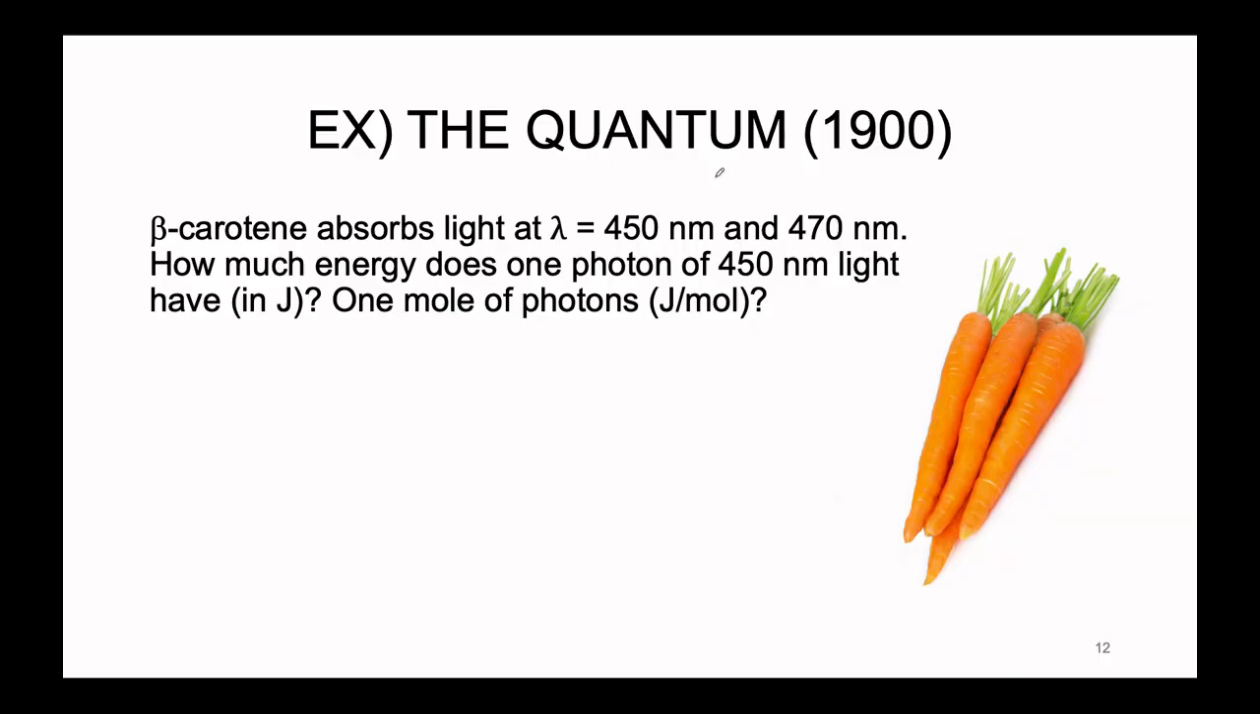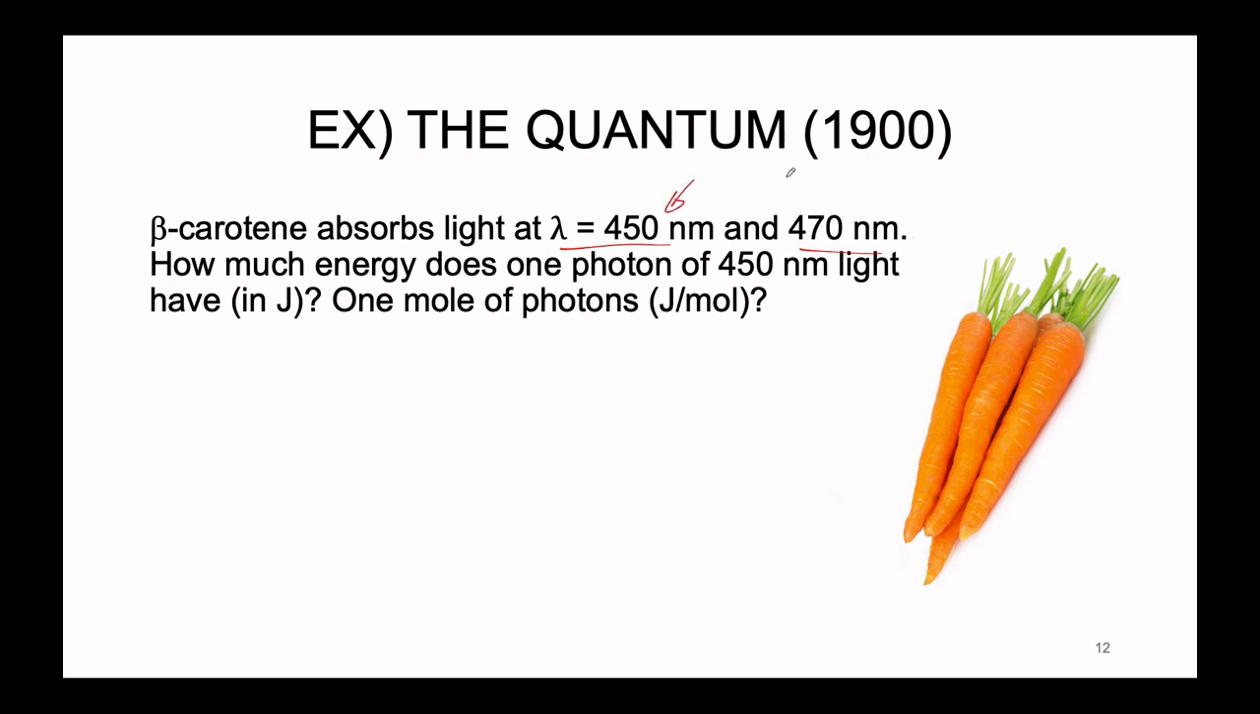So let's see the equation presented on the previous slide with Planck's constant in action. Beta carotene is inside of carrots. It's what gives the carrot that signature orange color. This particular compound absorbs light at 450 nanometers and 470 nanometers.